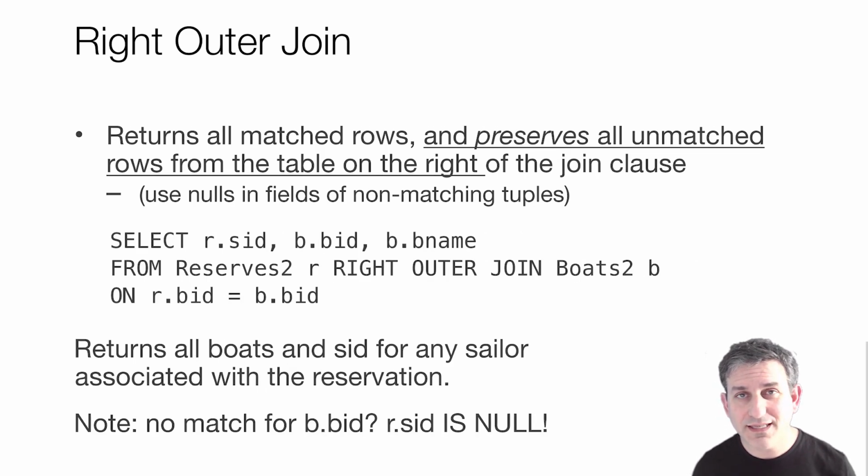Right outer join is the same idea, but here we're going to preserve tuples that don't match on the right-hand side of the join. So again, we return all the matched rows, as in the inner join, but we're preserving the unmatched rows from the table on the right. So looking at the query here, we have reserves right outer join boats on BID. And this is going to return all the boats and the SID for any sailor associated with the reservation for that boat. If there's a boat that has no reservations in the reserves table, then we're going to have r.sid as null, but that boat will show up once with BID and bname filled in and r.sid as null.